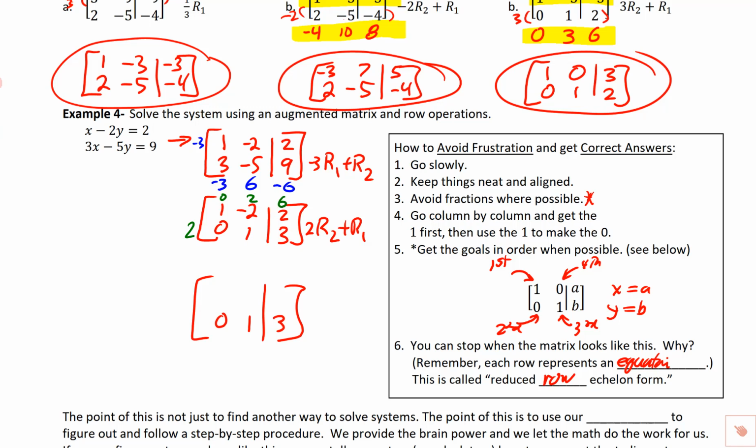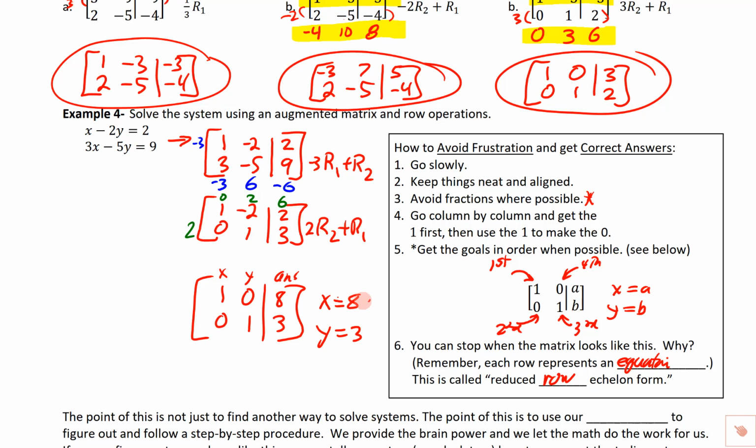So if I add those together, 1 plus 0 is 1. Negative 2 plus 2 is 0, and 2 plus 6 is 8. So this right here is the answer, and you'll notice again, x column, y column, answer column. That means x is equal to 8 and y is equal to 3.